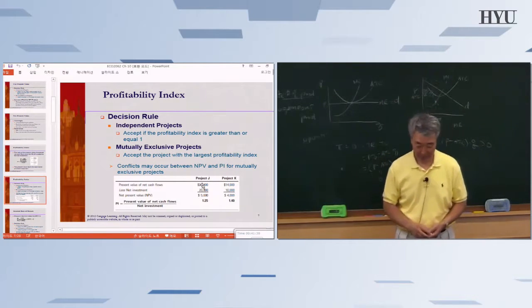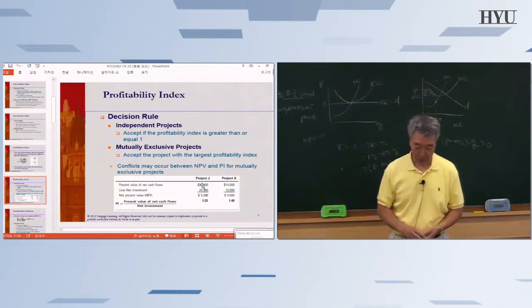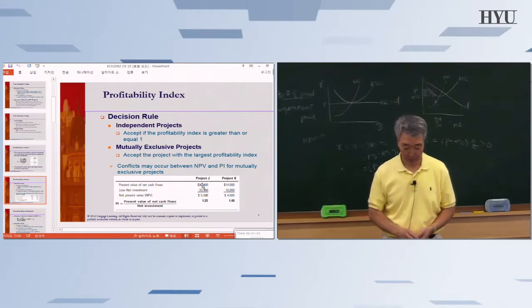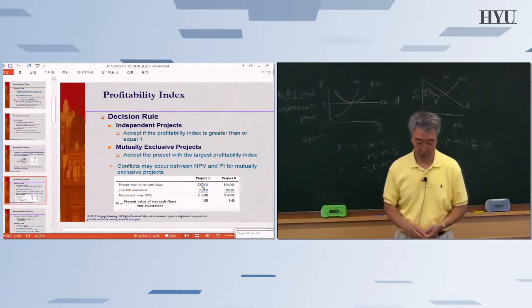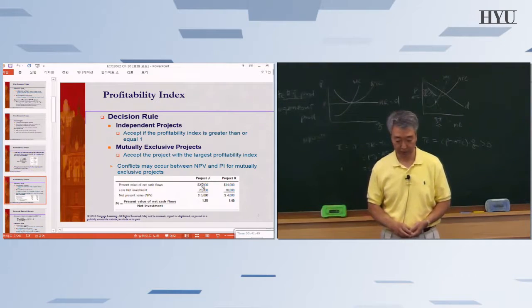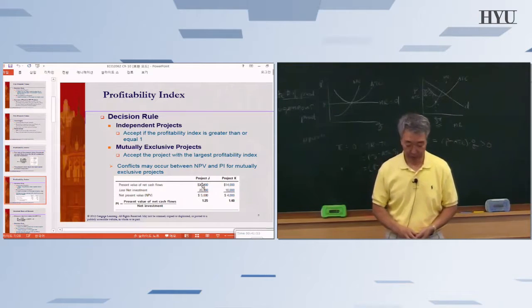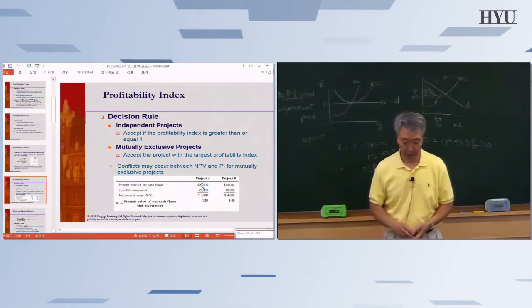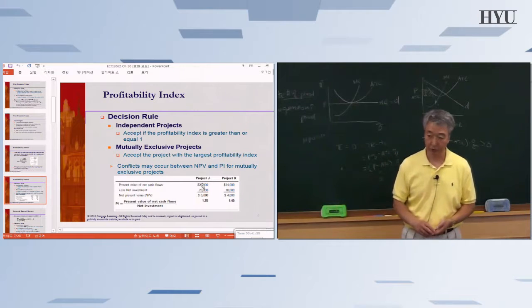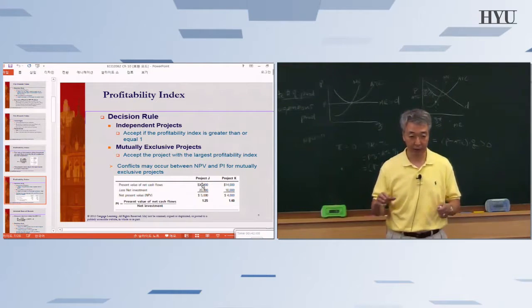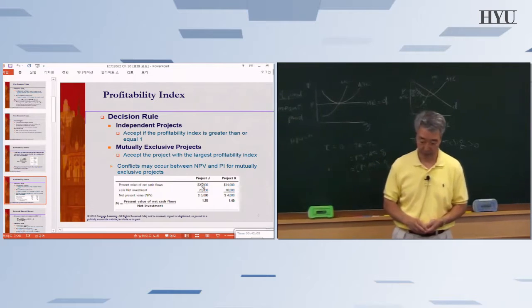Right. All right, for mutually exclusive projects, again, if you have to choose only one, then you should accept the project with the largest profitability index. Okay? All right, here's an interesting thing. Even though the net present value and profitability index are very consistent concepts, as I just explained, sometimes they can produce conflicting results.